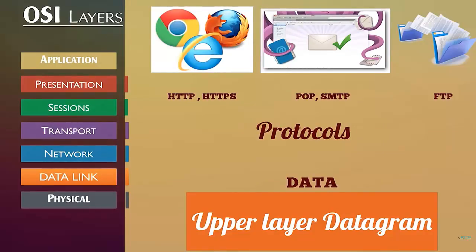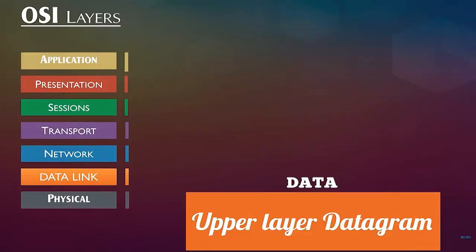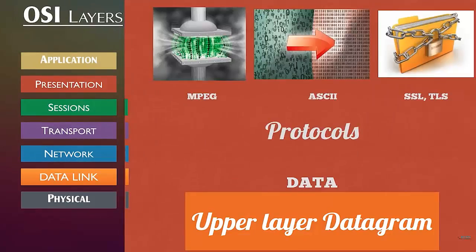Alright, so next is the presentation layer, which is layer 6 of the OSI reference model. The presentation layer prepares your data for the lower layers. This is where your operating system comes into the picture. In this layer your data is compressed, data conversion takes place, and data encryption also takes place. The popular protocol for data compression is MPEG, for data conversion you have ASCII, and for encryption you have protocols like Secure Socket Layer or Transport Layer Security, that's SSL and TLS. Your data in this layer is also known as the upper layer datagram.